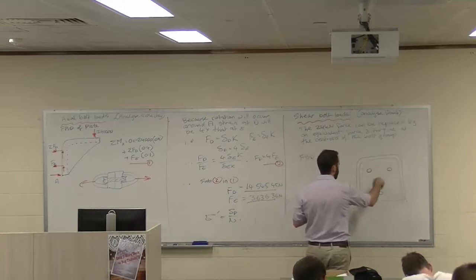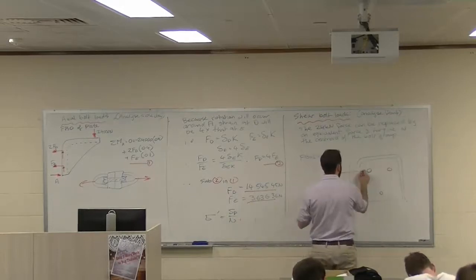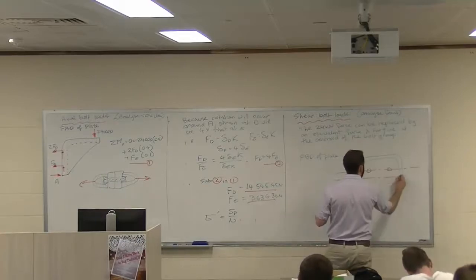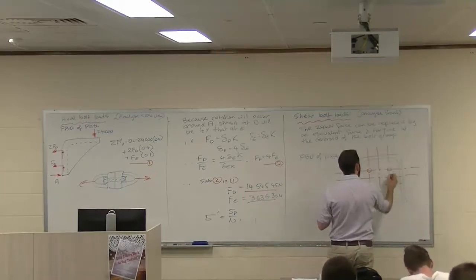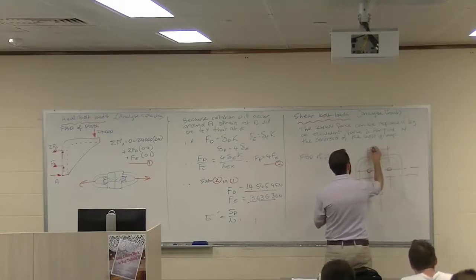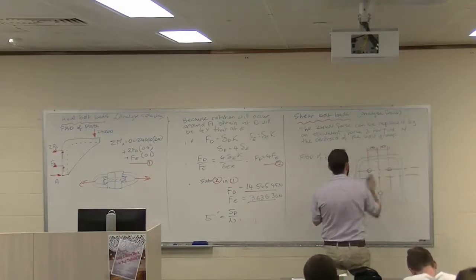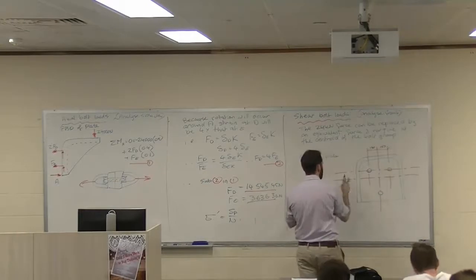So one third of the total length. Here's the centroid. And then centered this way. So these distances are 150. This distance, the total distance was 300.